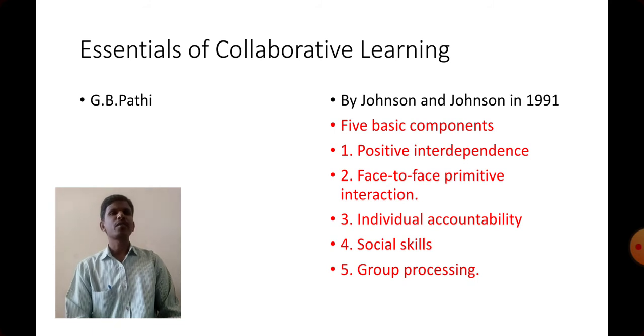The last one, the fifth one, is group processing. There should be coordination among the group members. That means there should be one leader, and he has to process everything from his teammates or group mates to present whatever is required, and he has to recollect the things to give a generalization to the problem. This is called group processing.